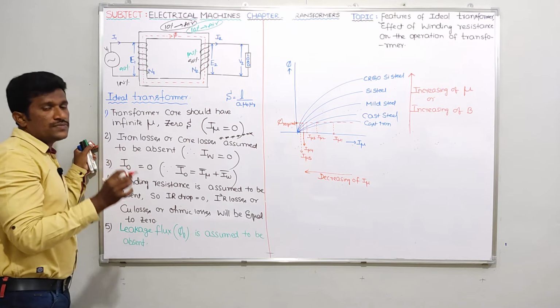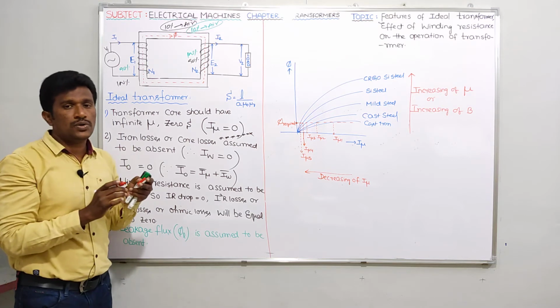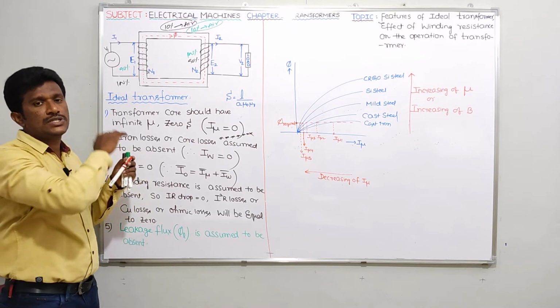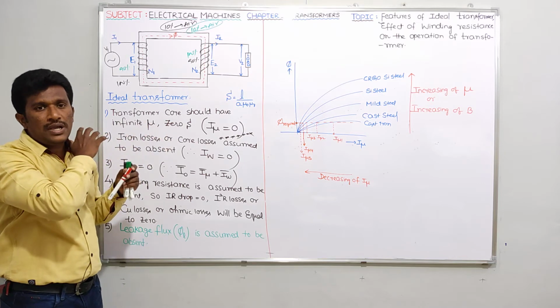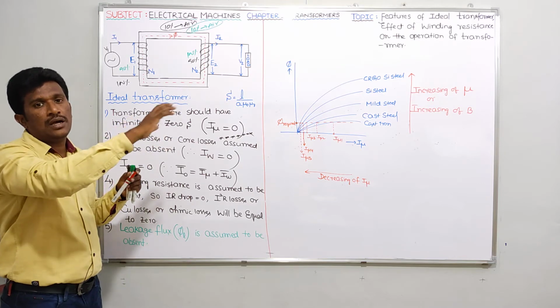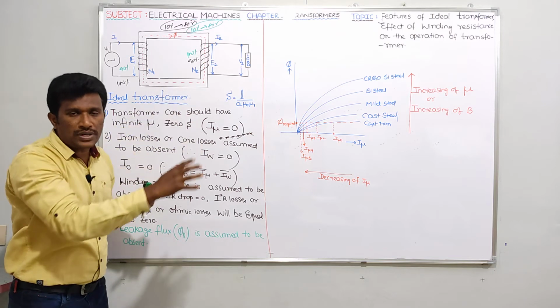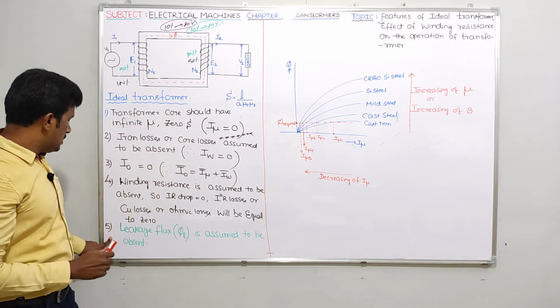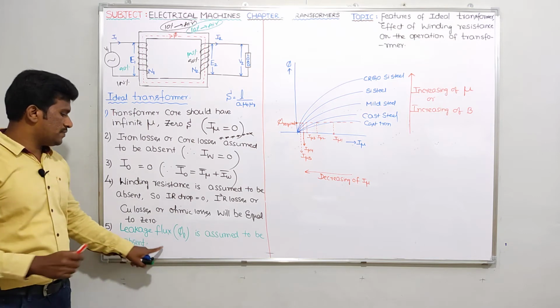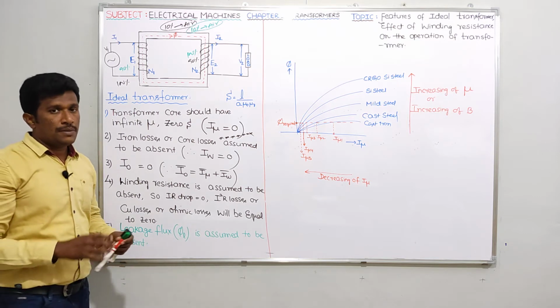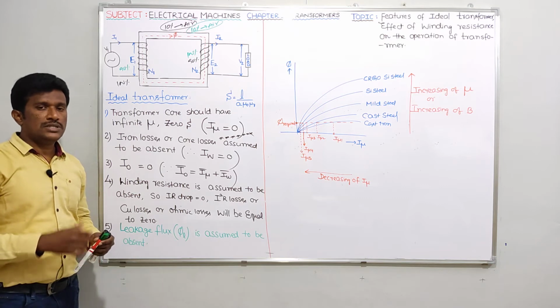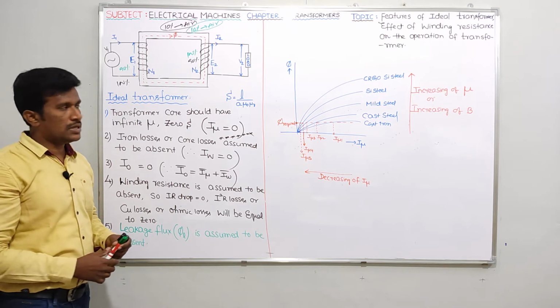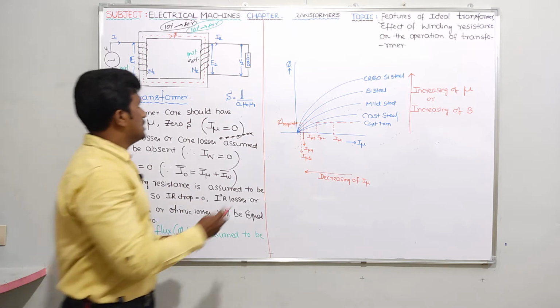Okay. So leakage flux 0 means what, guys? Please try to understand. Leakage flux 0 means there should not be any flux passing through air. Entire flux is confined to the transformer core only. That is the meaning. See, this is what I am saying. Fifth point, leakage flux assumed to be absent. But practically, some leakage flux will be there. We will see all the effects of the leakage flux. Anyway, next was the sixth point.